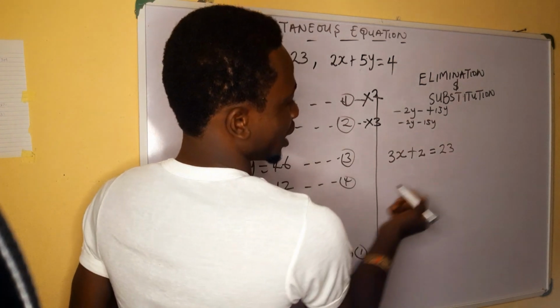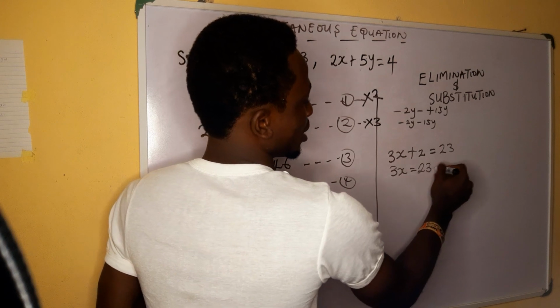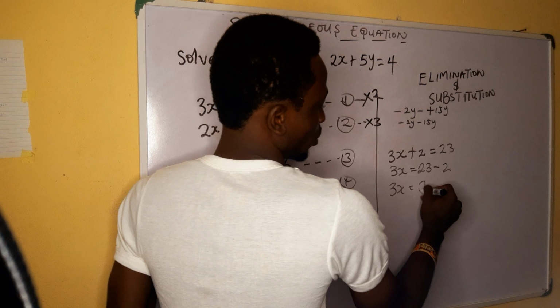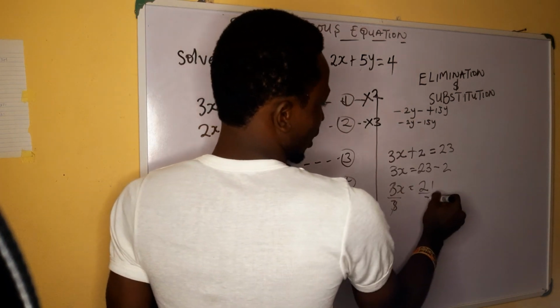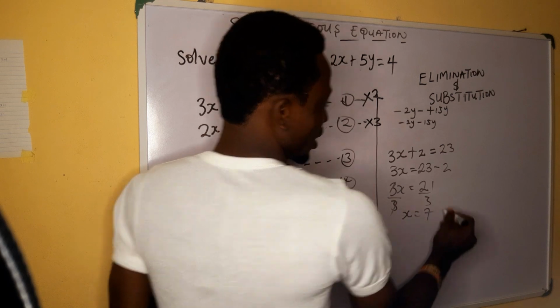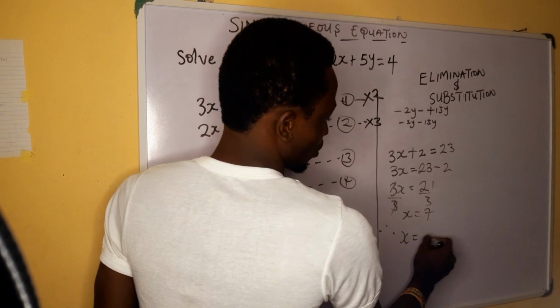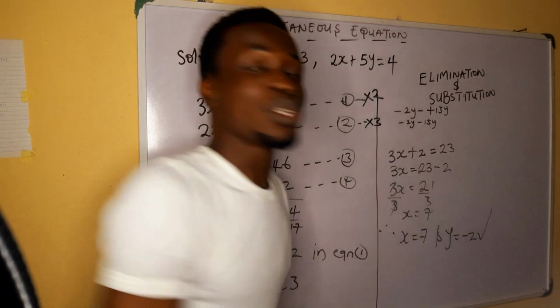Now I can find x, but this is just a linear equation. Move 2 over here, that is, collect like terms. You have that 3x is equal to 23 minus 2. So 3x is equal to 21. Divide through by the coefficient of x, which is 3. You have that x is equal to 7. So therefore, in this equation, x is equal to 7 and y is equal to negative 2.